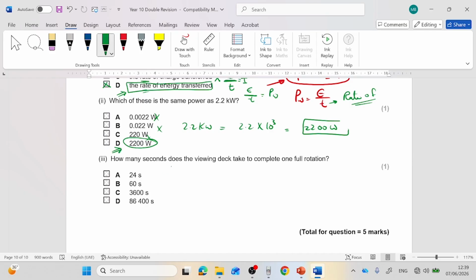For this question, how many seconds does the viewing deck take to complete one full rotation? The question is asking about time, but it should be in seconds. According to the question, it completes one full rotation in 1 hour. But this question wants to change the time from hour to second. Each 1 hour contains 60 minutes, and each minute contains 60 seconds. So the answer is 3600 seconds. So the correct choice is C.